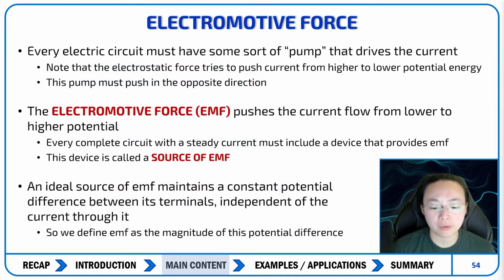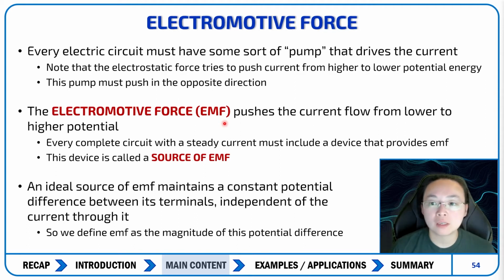Now, since we know about the flow of current through different conductors, we should take a look at the electromotive force. So every electric circuit must have some sort of pump that drives the current. So we have to note that the electrostatic force is going to try to push the current from a higher to a lower potential energy. But the pump must push in the opposite direction. The electromotive force, or EMF, is going to push the current flow from a lower to higher potential.